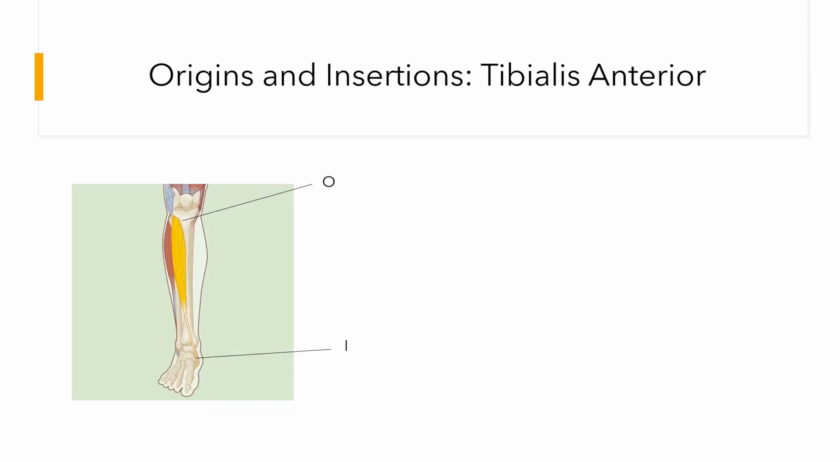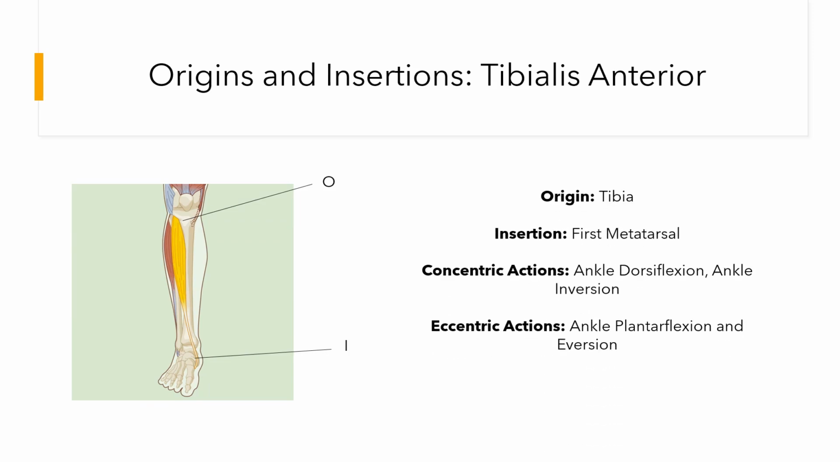Now we're going to look at the lower leg. So the tibialis anterior, as you can see here in yellow, is the muscle that allows you to dorsiflex your ankle and invert your ankle. It originates in the tibia. It actually comes across from a medial, or middle, to a lateral aspect. It cuts across into the big toe, so it actually inserts into the first metatarsal.